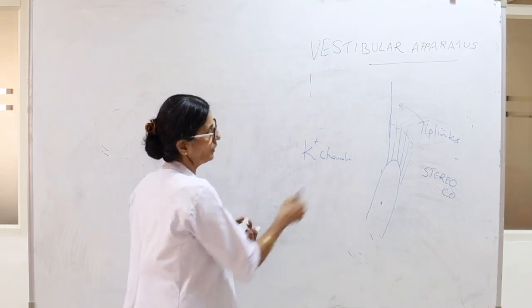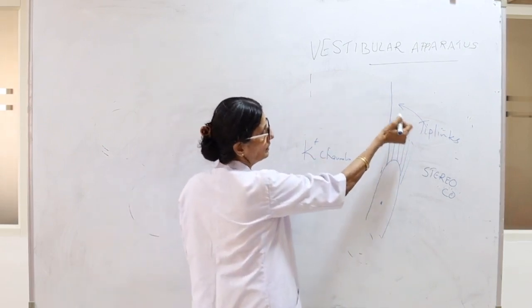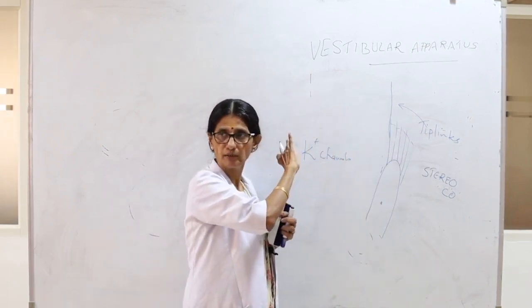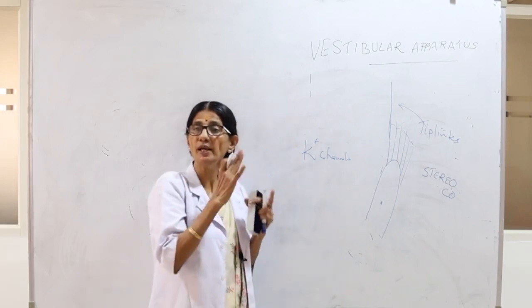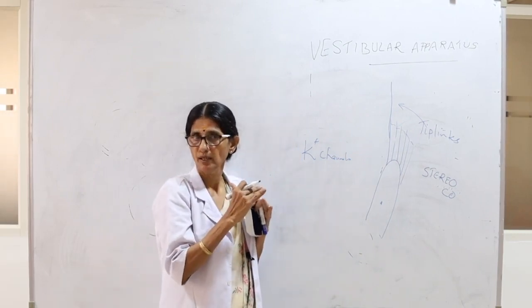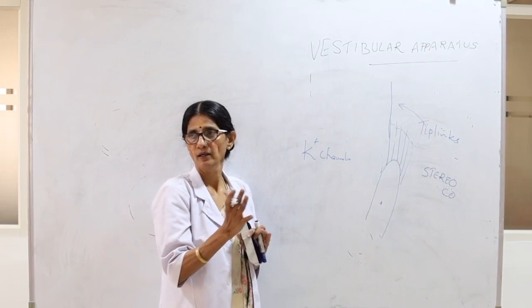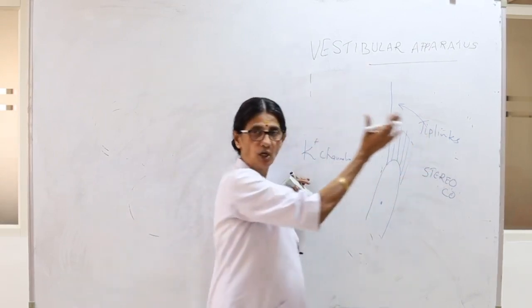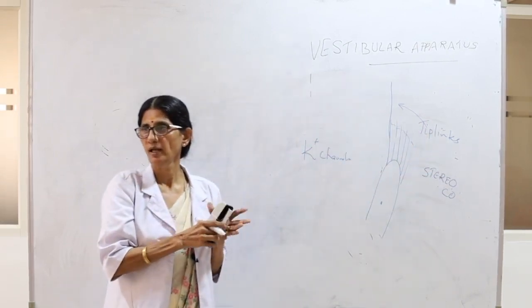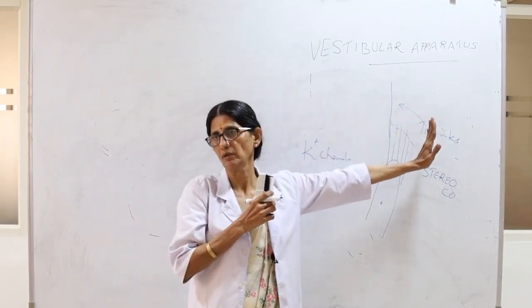So this is how it occurs, and when there is a depolarizing signal, which is due to the change in the hair cells, when it reverts back, it finally gives rise to the closure of the potassium channels, and the depolarization signal will be stopped.